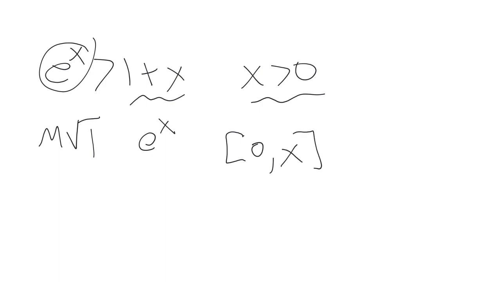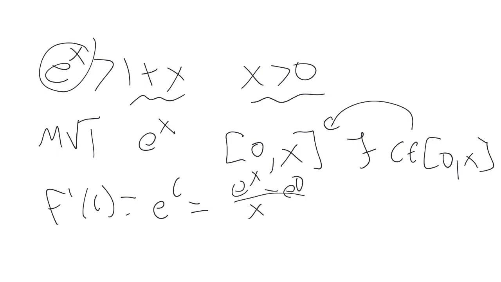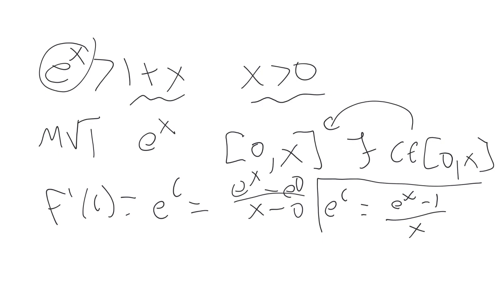That says that there exists c, an element of (0, x), such that f prime of c, and of course f prime of c is e to the c, since e to the x is its own derivative, is going to equal e to the x minus e to the 0 over x minus 0. Let me simplify that. So e to the c equals e to the x minus 1 over x. Let's try to get our inequality from that.